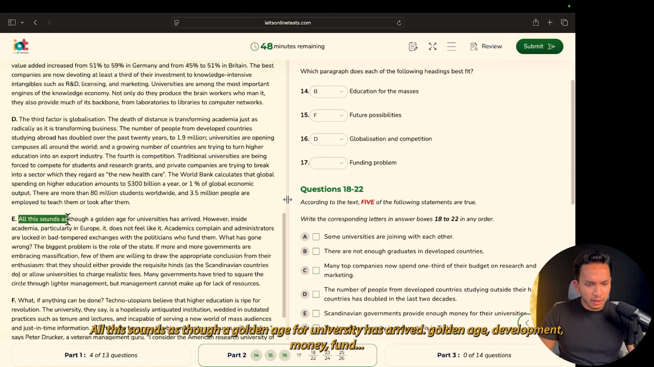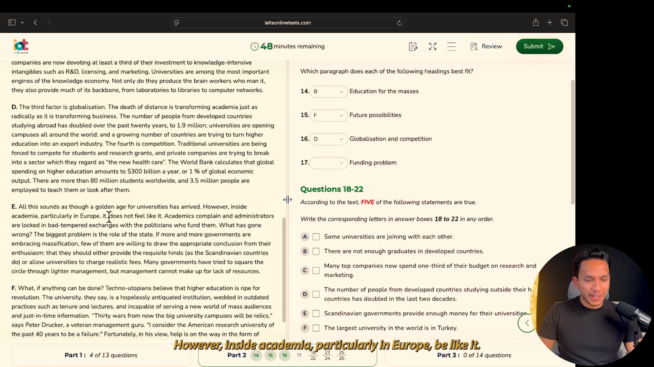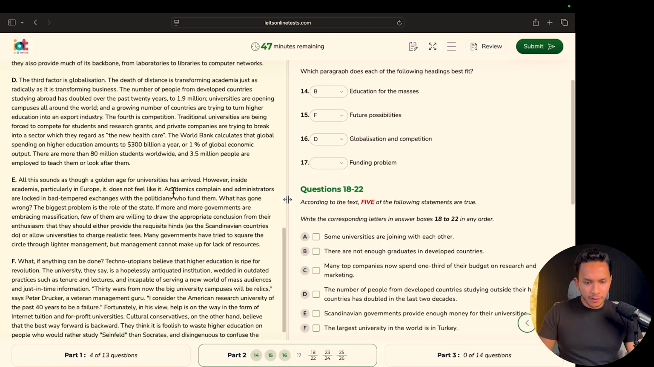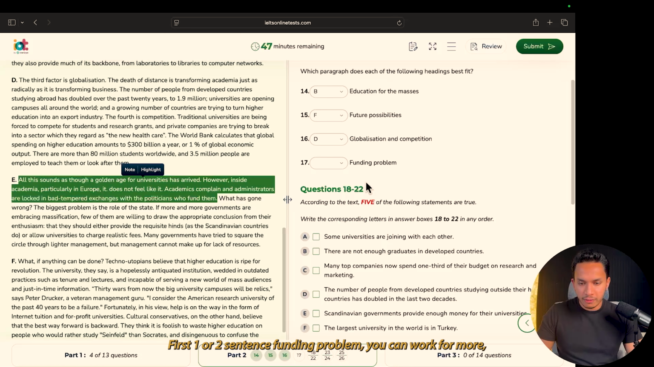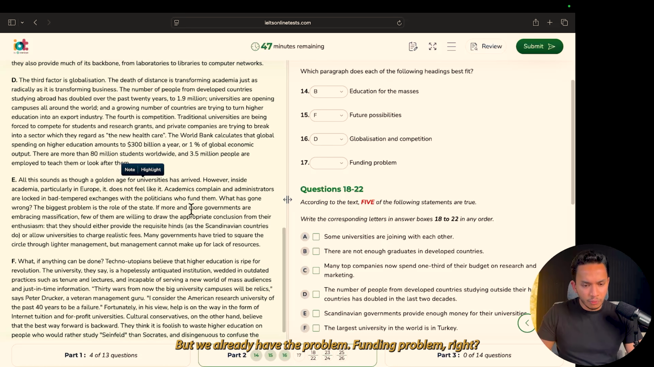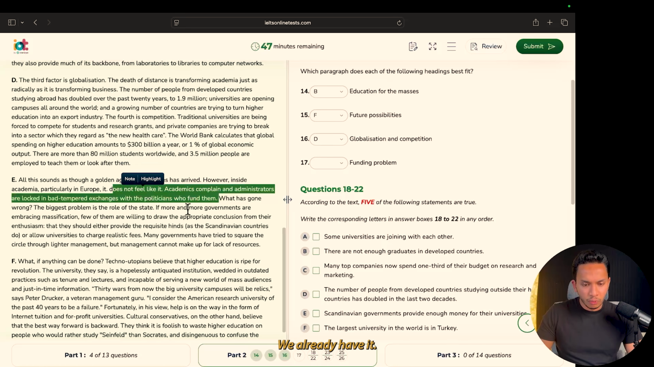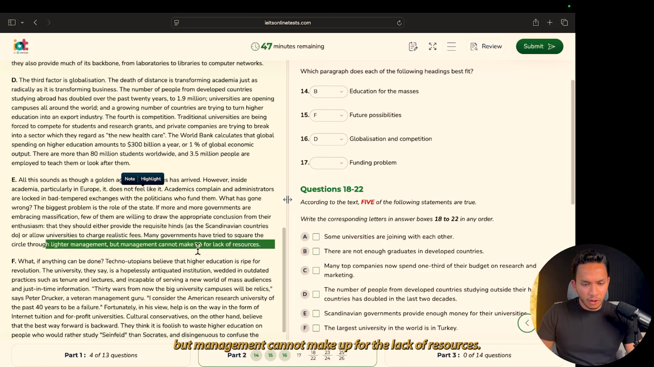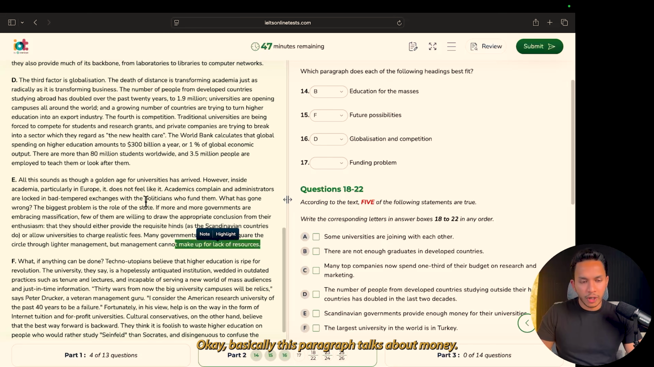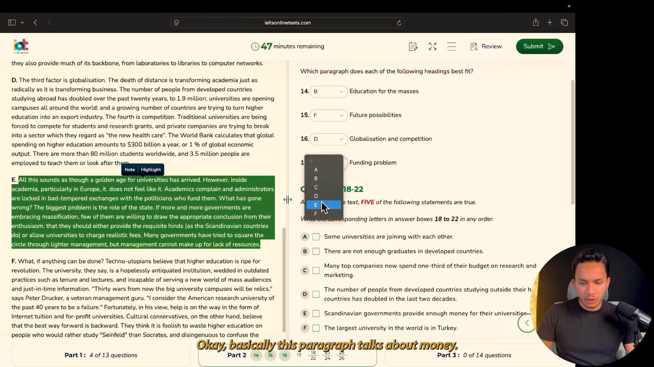All this sounds as though a golden age for the university has arrived. Golden age. Development, money, fund. However, inside academia, particularly in Europe, academic complaints and administrations are locked in bad-tempered exchange with the politicians who fund them. Okay, here you go. First, one or two sentences: funding problem. You can work on more, but we already have the problem. Funding problem, right? We already have it. Many governments have tried to square the circle to lighten the management, but management cannot make up for the lack of resources. Okay, basically this paragraph talks about money.